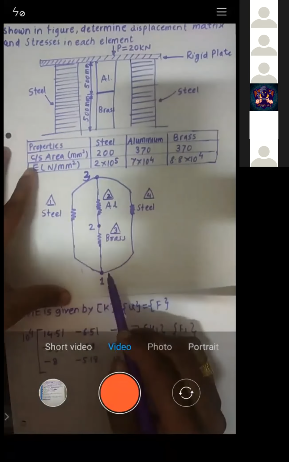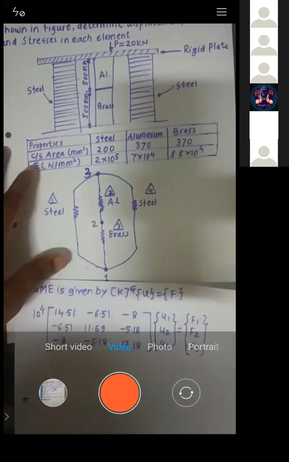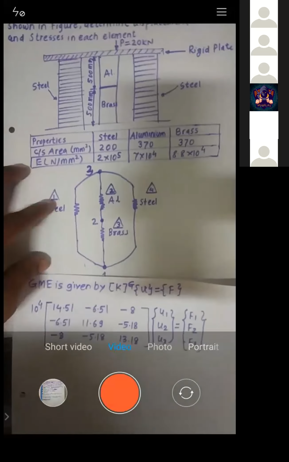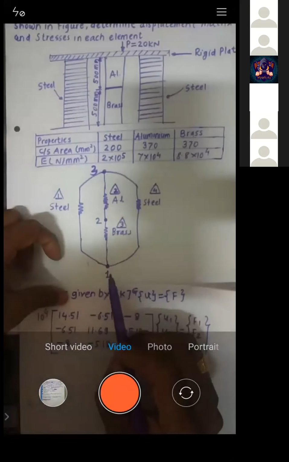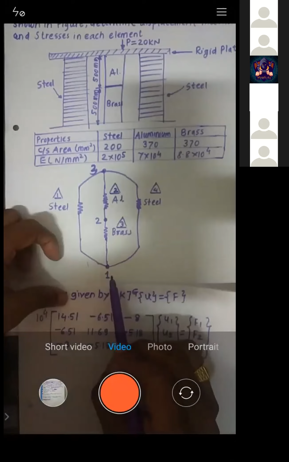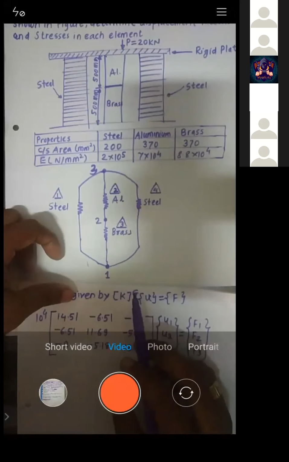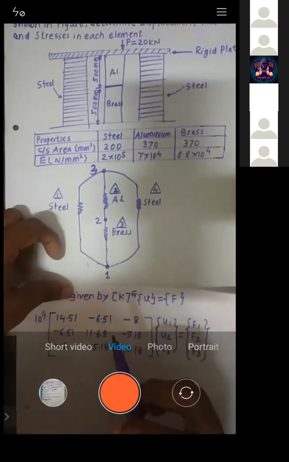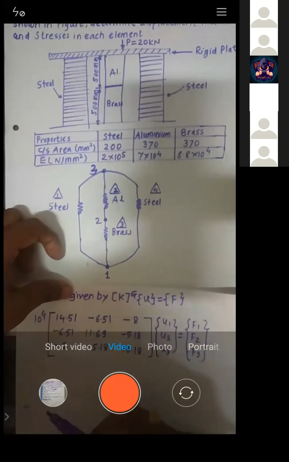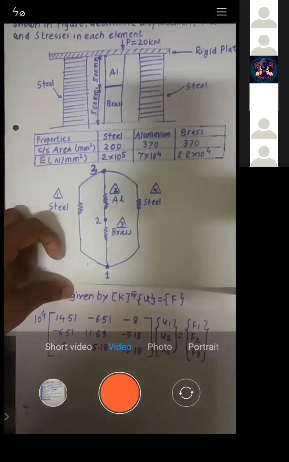So how is the reaction 0? You should get a reaction at node 1 as minus 20 kilonewton. That is all okay. You should get that value, right? But we need to show that we have calculated that value correctly. Is it clear or not? We need to calculate that value of reaction by using displacements, right?